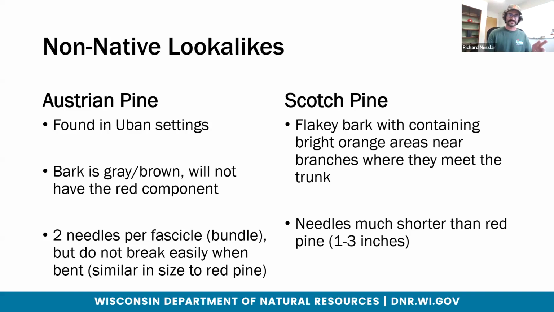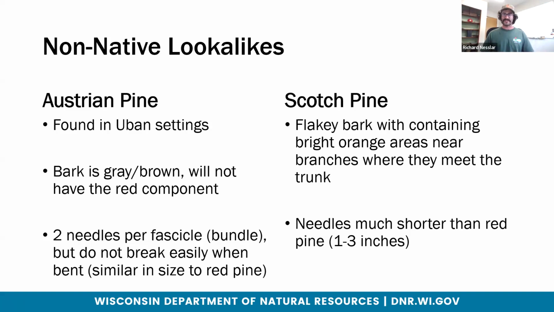The next thing that separates it out from a red pine is that the bark is gray to brown, and it is not going to have any of that red component within it. And then the final test that you can use is to try to break those needles apart. Remember, the red pine needles, when you bend them, easily break apart. With the Austrian pine, those needles are not going to break apart easily, and they'll stay attached even when bent all the way in half. The needle size is extremely similar to red pine, and the tree form and structure is also very similar, so they can be easily confused.